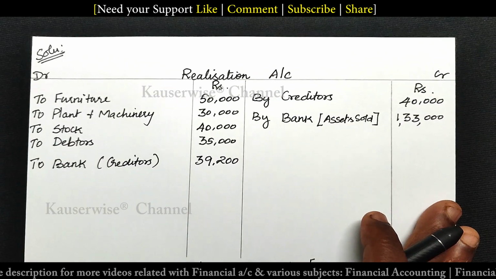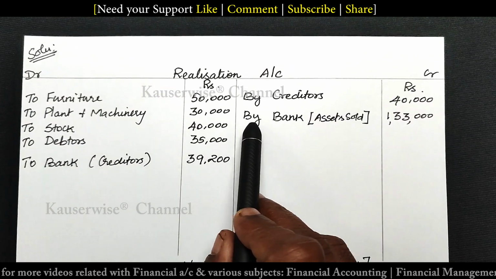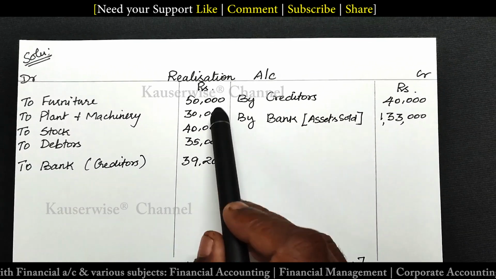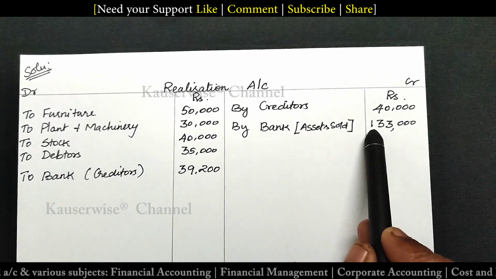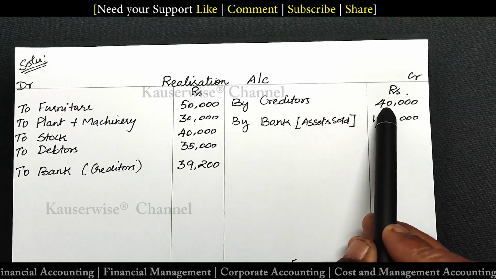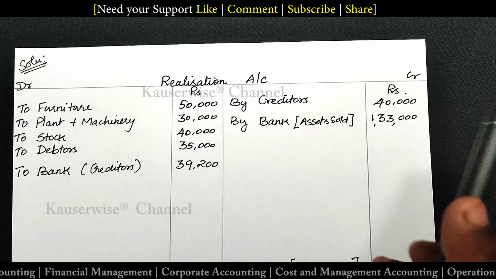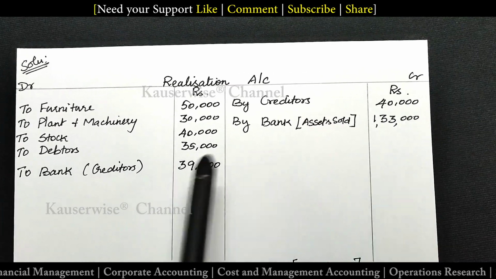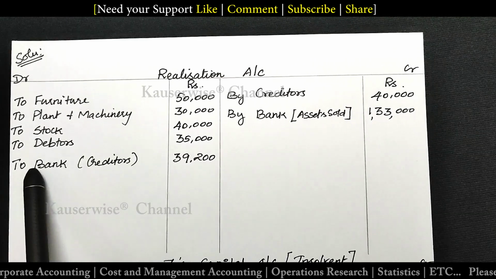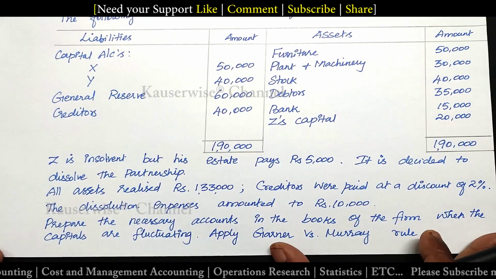See the realization account. We have entered total assets realized for how much? 1,33,000. So these are the total assets realized for 1,33,000. And how much amount do we have to pay? 40,000, and they have allowed a 2% discount. So 2% minus, remaining 39,200, is the payment made to creditors through bank. Now see the adjustment.